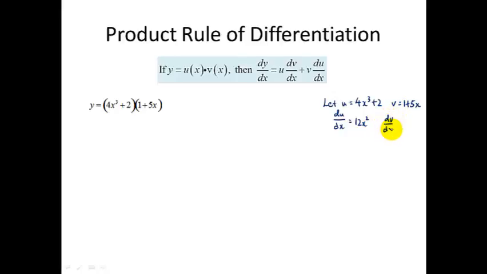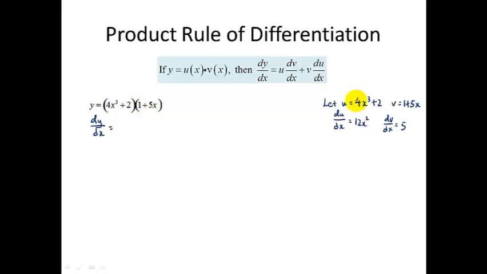I do the same for v. I'm going to differentiate with respect to x. 1 being constant becomes 0, 5x becomes 5. Now I'm ready to differentiate. Go back to dy/dx. I'll use the product rule formula since what I have here is a product.